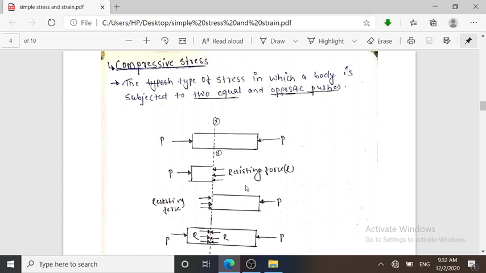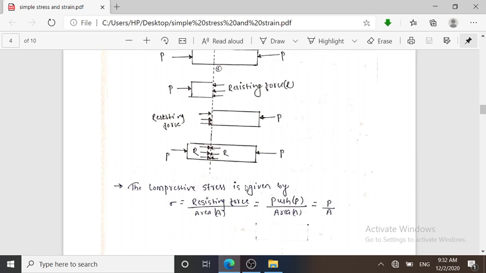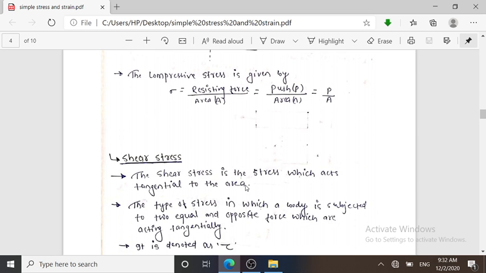So here I have taken a section under the application of opposite pushing forces. Then there must be a resisting force to counteract the external load which is coming in a pushing manner. So a resisting force is generated. Compressive stress is given by the resisting force divided by area, push by area.